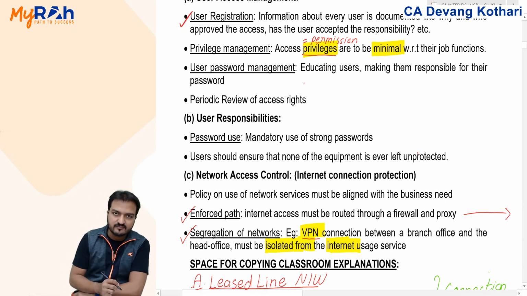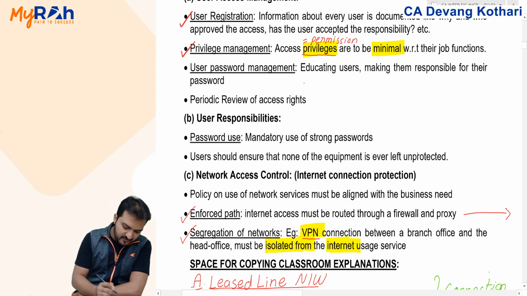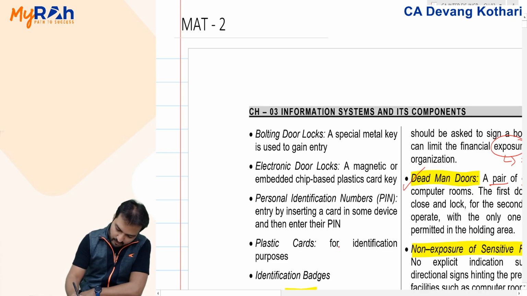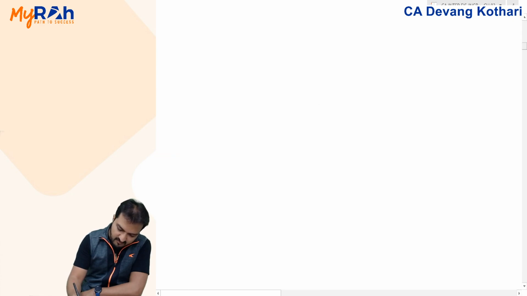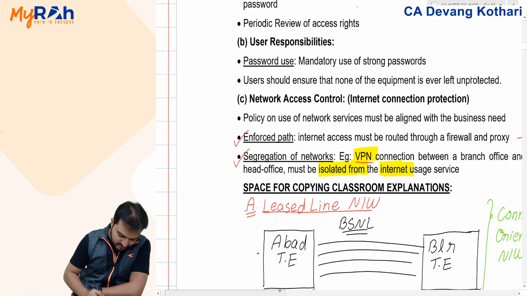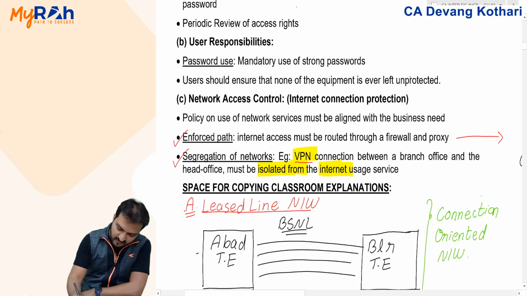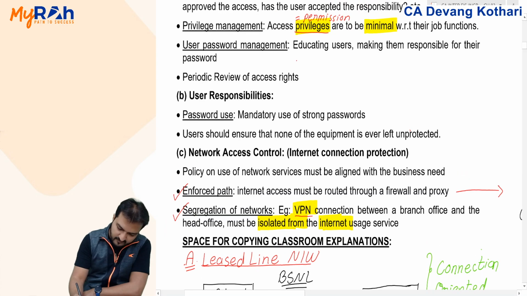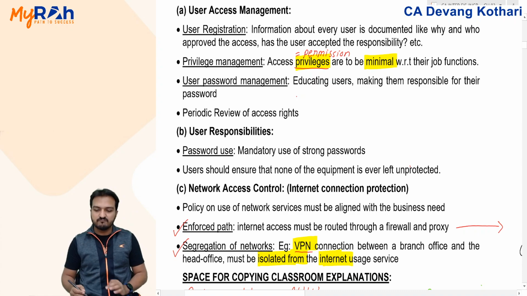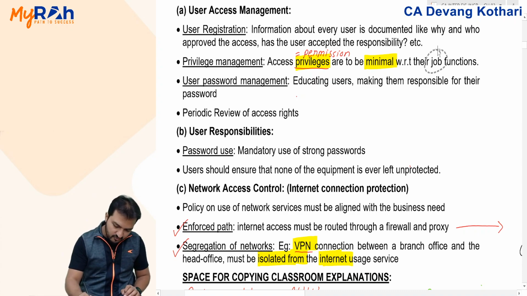User registration, every account user should have a proper registered user. Privilege management, access privileges, privilege meaning permissions given to various employees, should be minimum. In fact, each employee should be given the bare minimum permission, as in every employee will be given permission only regarding the things that he needs to access. Bare minimum permission will be given to each employee.